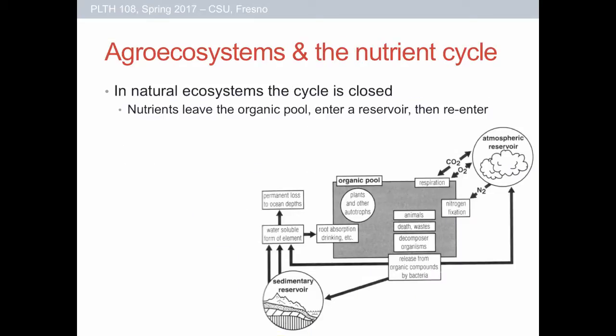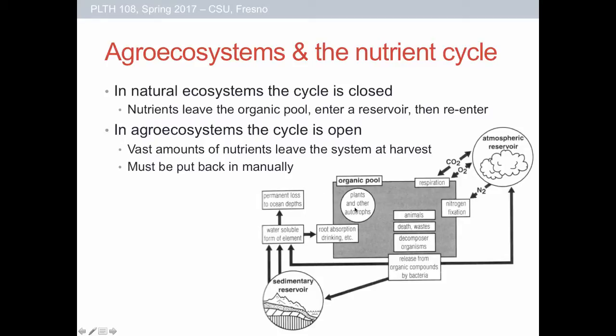So let's look at some of these in a little more detail. As I mentioned before, in natural ecosystems, we have a sort of abiotic nutrient cycle like this, right? Where things come into the organic pool, they leave, but then they cycle back in. But in agroecosystems, this cycle is open. Whenever we harvest something, a lot of that nitrogen is tied up in whatever we harvested. And so that's nitrogen that's no longer going to go back in the soil. It's not going to go into organisms that feed in that area.